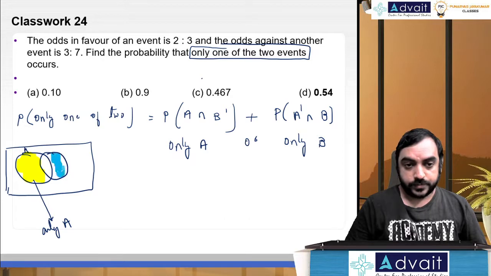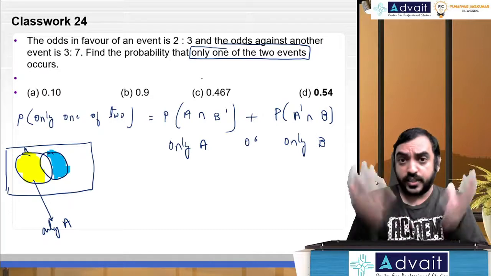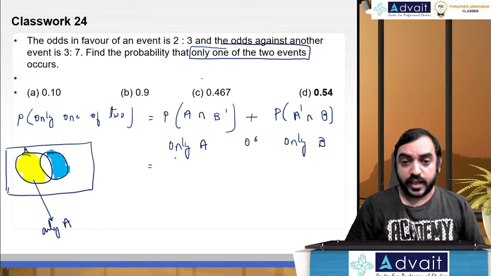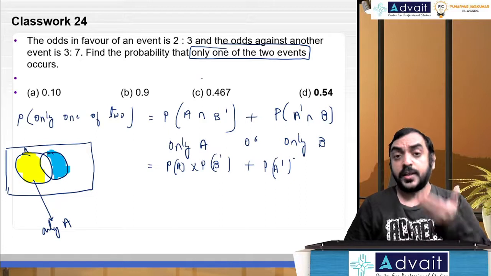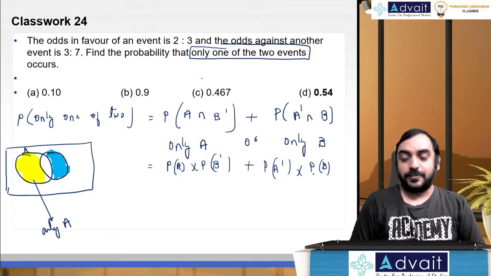This one, inside this region, that is only this. Or you can also do it from the union set: if I take out the intersection, that also will give you this. First, let's calculate this one. Probability of A intersection B complement, using the independent events. I can write it as probability of A into probability of B complement, plus probability of A complement into probability of B, because for independent events we can multiply.